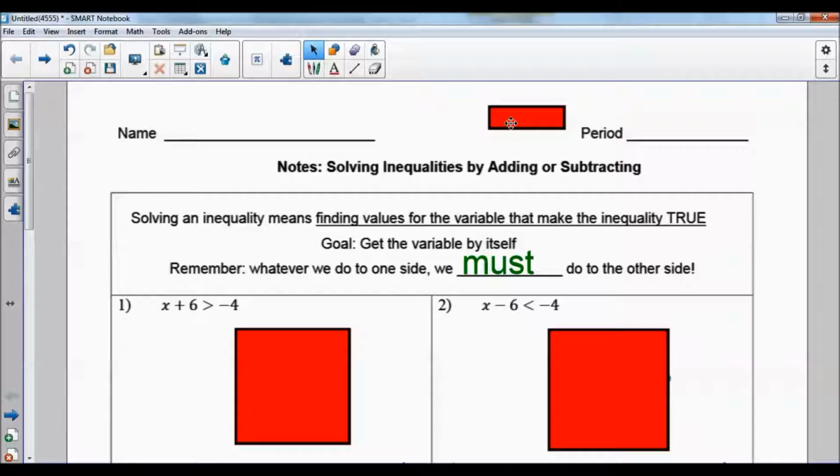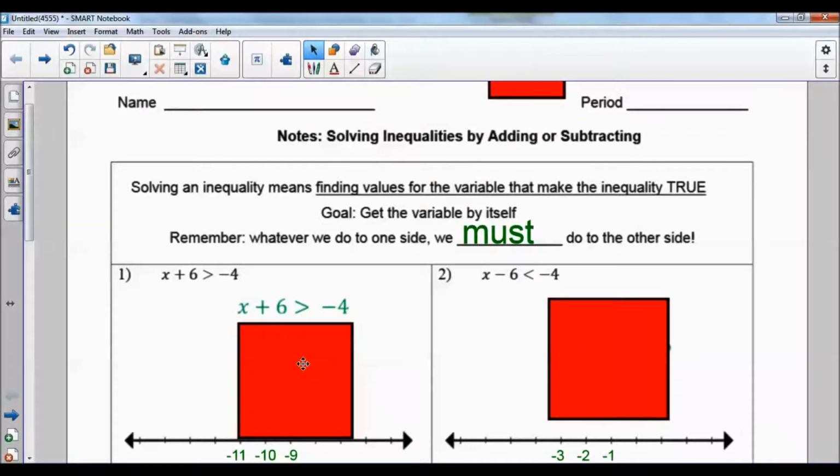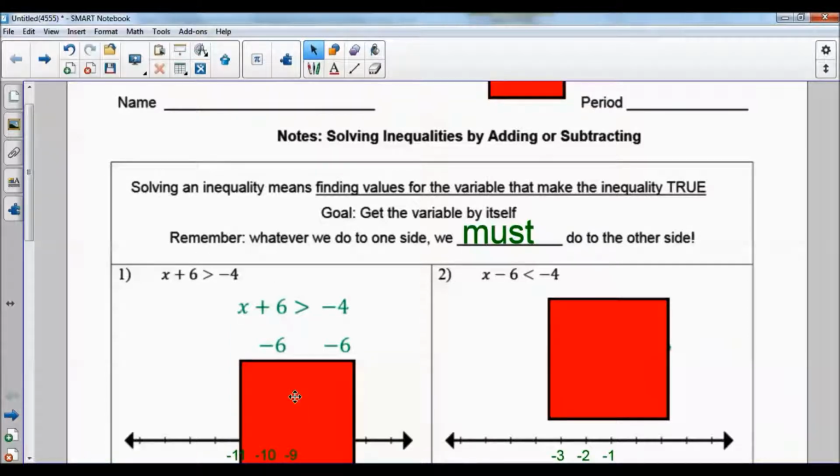So let's look at our first example. We have x plus 6 is greater than negative 4. First I rewrote it just so it's bigger, so it's easier for me to explain it to you guys. We need to get rid of this plus 6, so we want to do the opposite to both sides. The opposite of adding 6 would be subtracting 6. So that's what I wrote here. We're going to subtract 6 on this side and subtract 6 on this side. When we subtract 6 from positive 6, that's going to cancel out. And then we would get x is greater than negative 10.